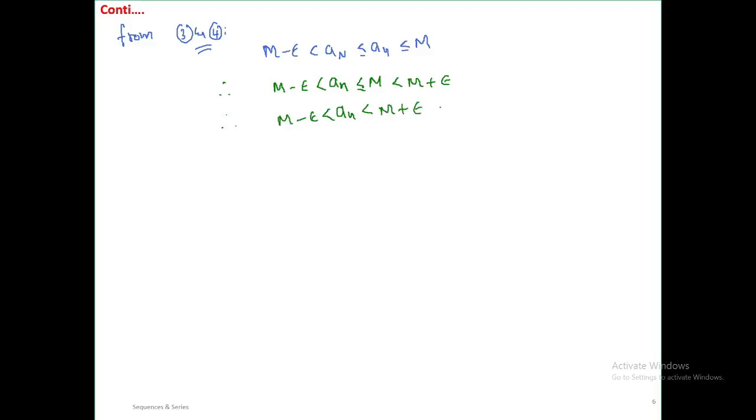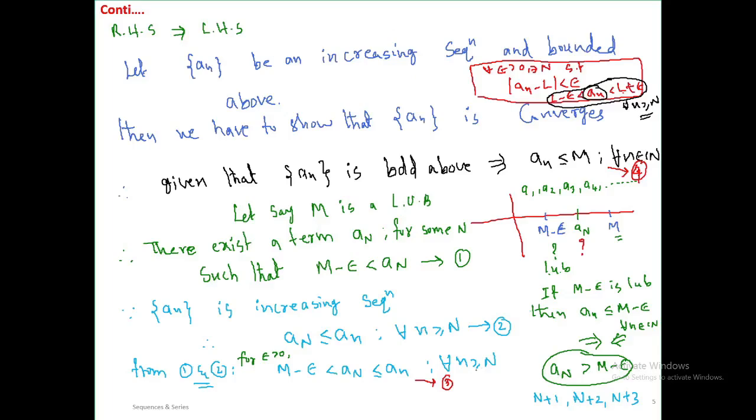Is it for all n? It is for all n more than or equal to capital N only. Why? Because it is not true for all n. It is only true for n more than or equal to capital N. After capital N means n plus 1, n plus 2, n plus 3. For these index terms only, this inequality is true.